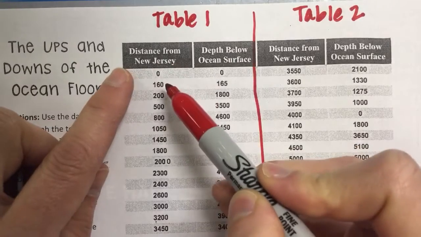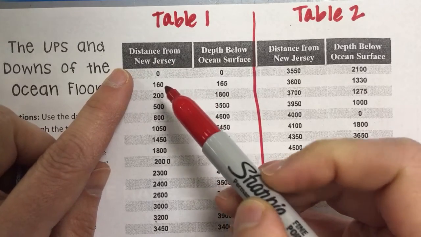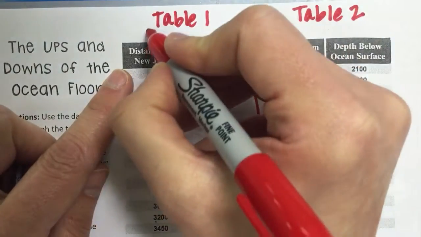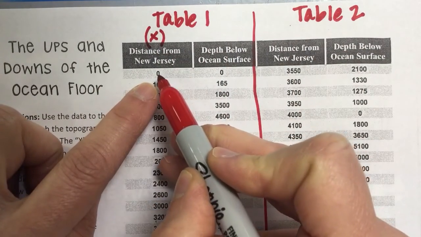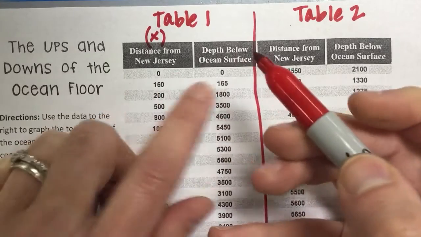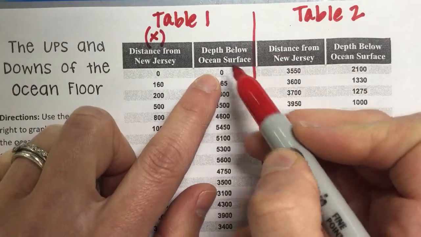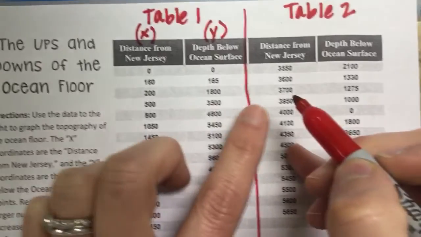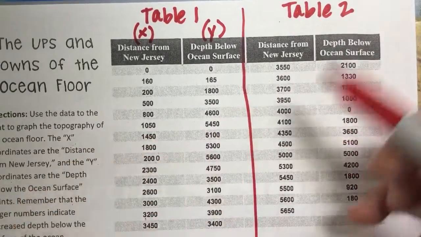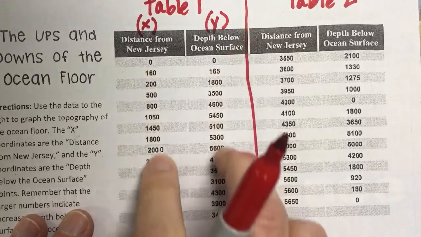So distance from New Jersey, if you look down at your graph, this is your x-axis. So when you plot this point, you're going to go across first, and then depth below the ocean surface is your y-axis. So same as in math, T-charts in math, you're going to plot these the same way. So you're going to plot all these points.